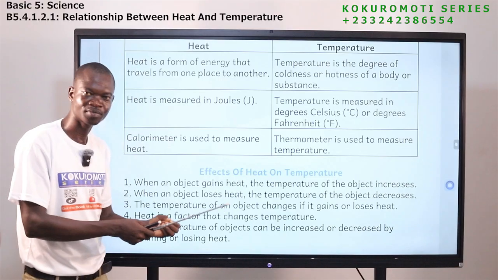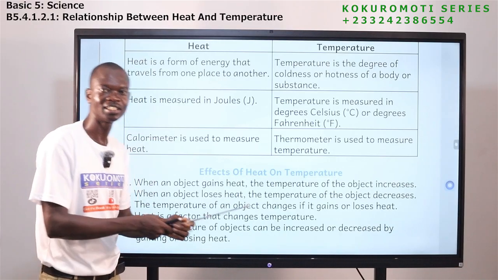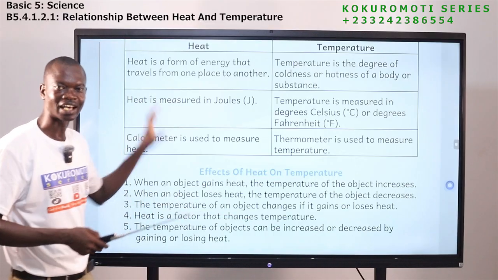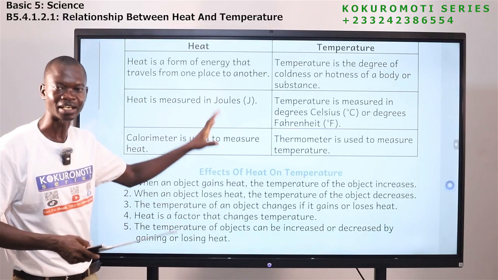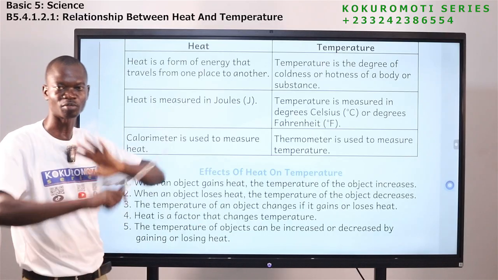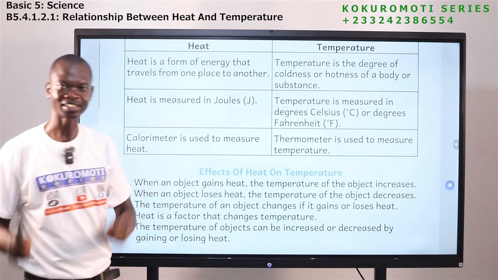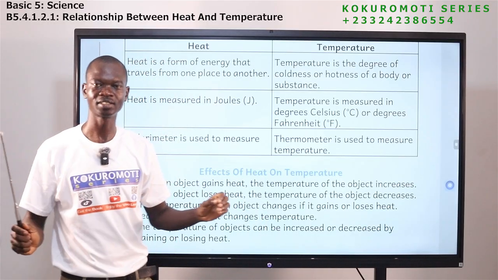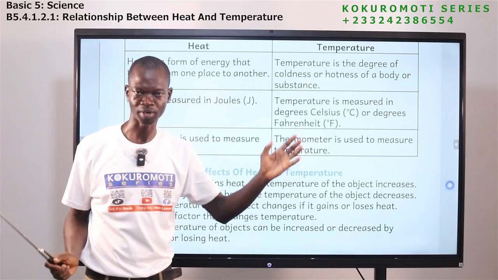But in the case of heat, they will use a calorimeter to measure. Whatever figure they will get, they will bring what? Joules. The joules indicates that that is for what? Heat. That number, that figure is for what? Heat. Remember that heat is a form of energy, and it can only move from one point to another when there is what? Difference in temperature between the two points.